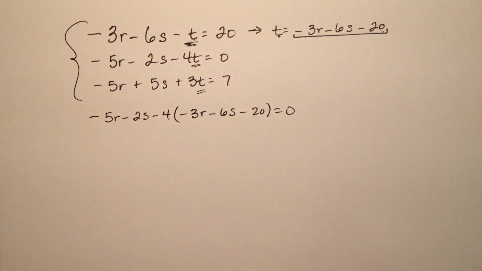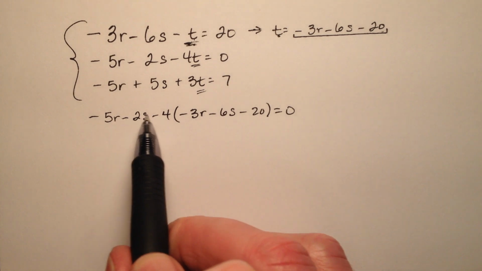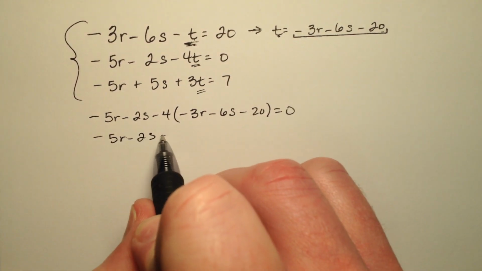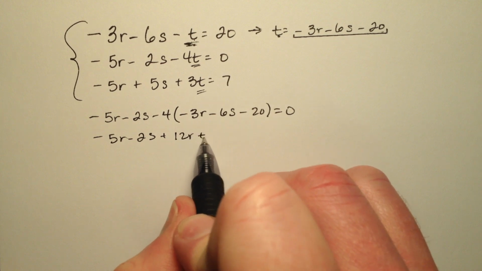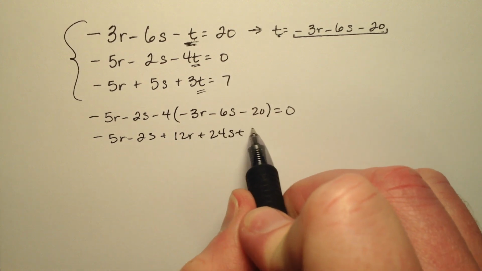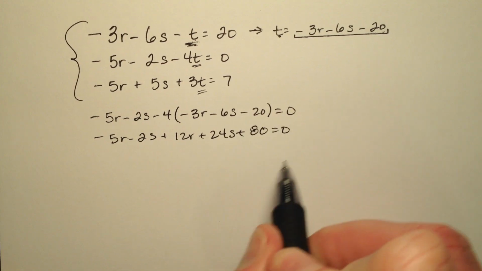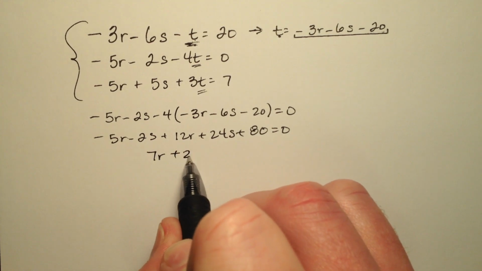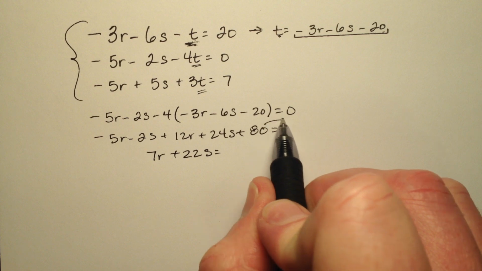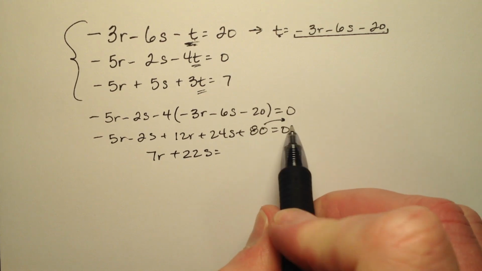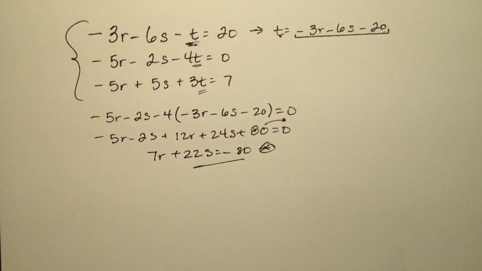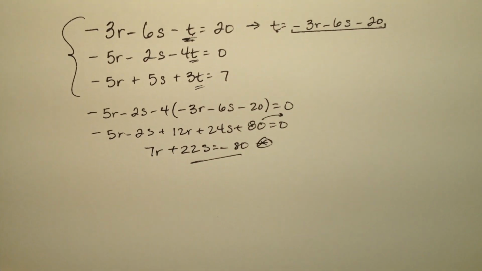and that equals 0. So I'm going to take a moment and simplify this and put our like terms together. Okay, so my r's will be 7r plus 22s, and I'm going to take this positive 80 and bounce it on the other side to make a negative 80. So that's going to be one of our equations.